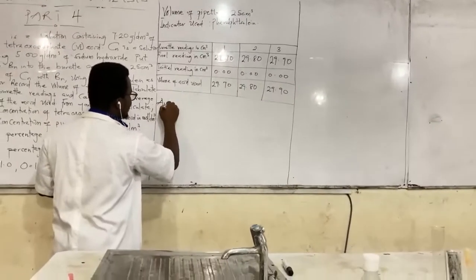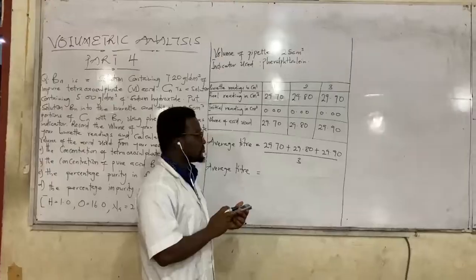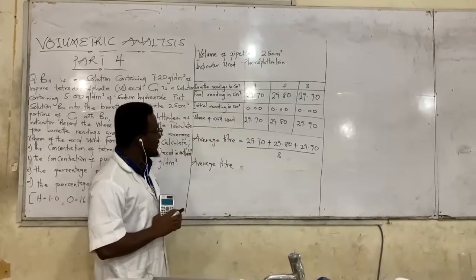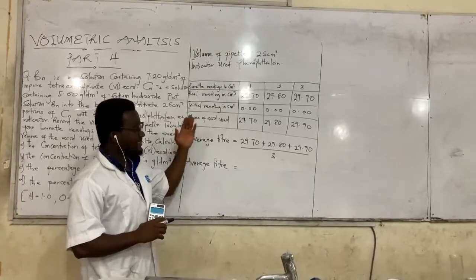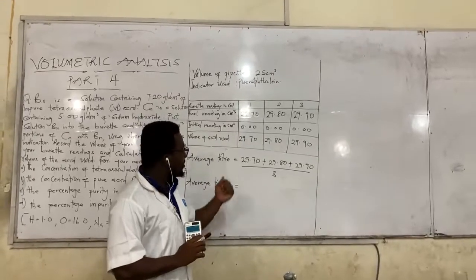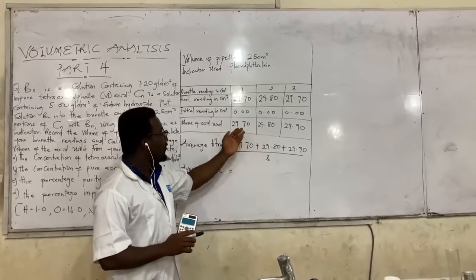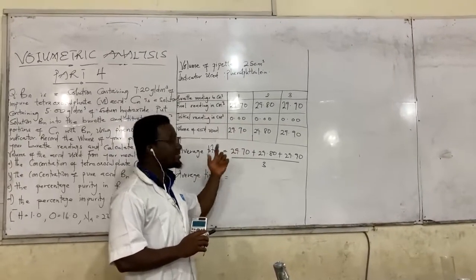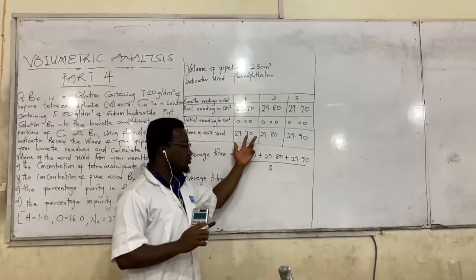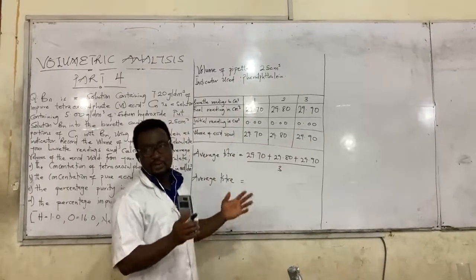So average titer. It's left for us to make a choice over here. Volume of the acid used. We have already spoken about consistency. Looking at the consistency level of the volume of the acid used, you can see that the difference over there is plus or minus 0.1. Therefore, you can make an attempt to choose only two. You are not wrong. You can also pick the three and then find their average. That one you are not wrong.